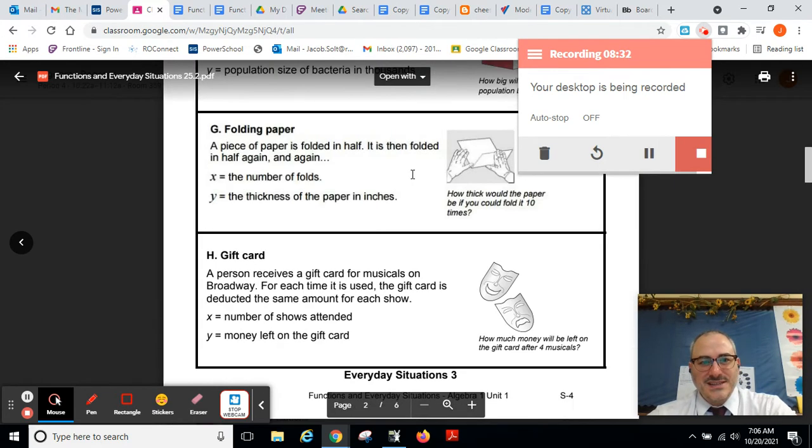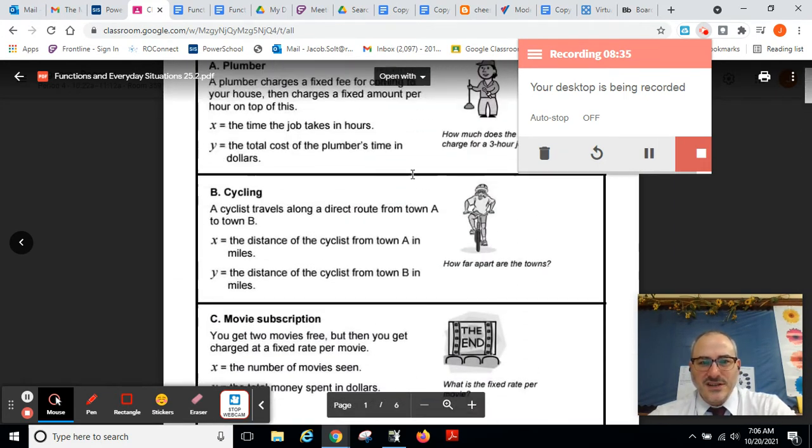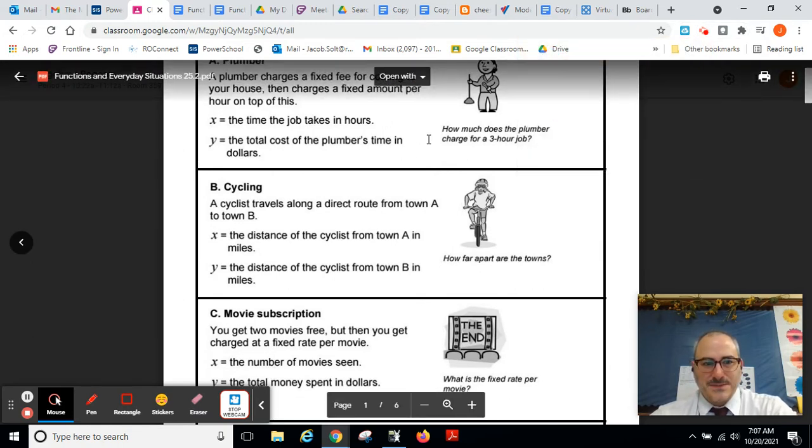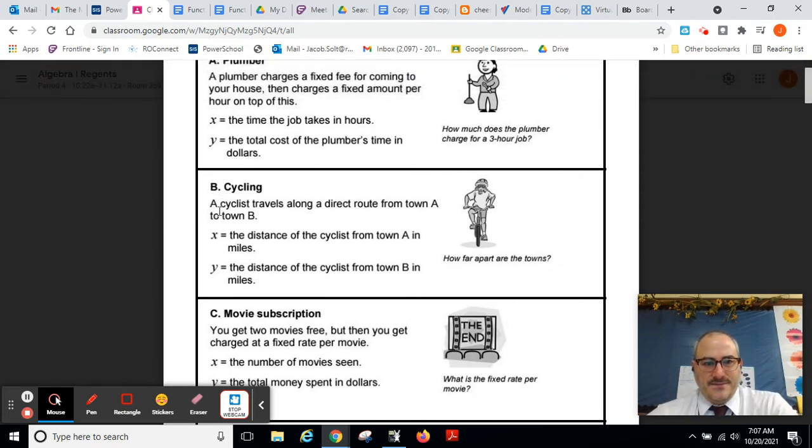Okay, let me just read these so you get an idea of the situation, because I think the hardest part is really thinking about what family it belongs to. I think that's the hardest part of these. B, cycling. A cyclist travels along a direct route from town A to town B. X is the distance of the cyclist from town A in miles, and Y is the distance of the cyclist from town B in miles. So think, what function family would this belong to?